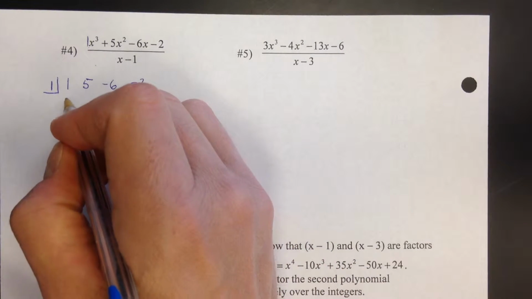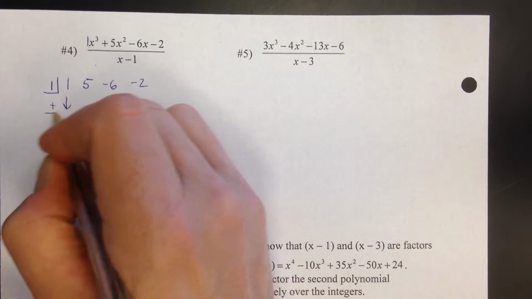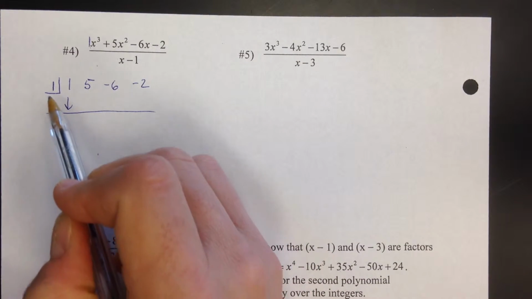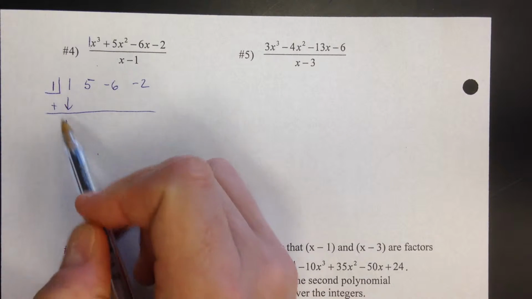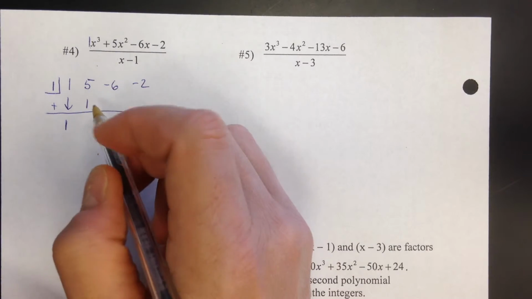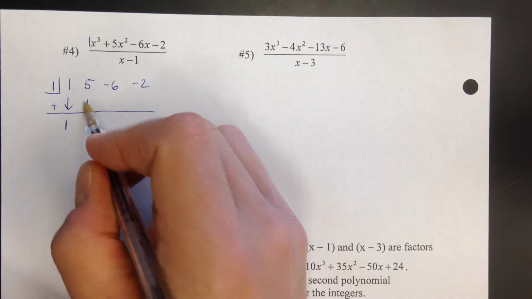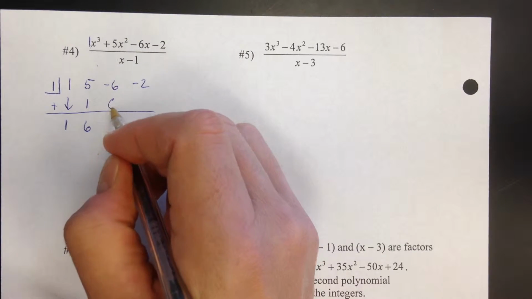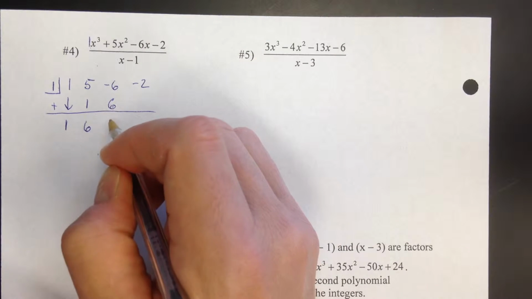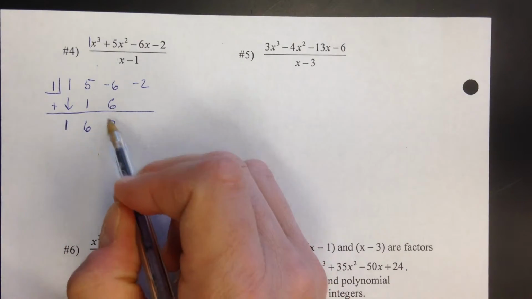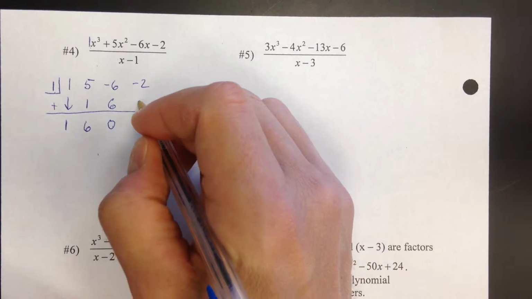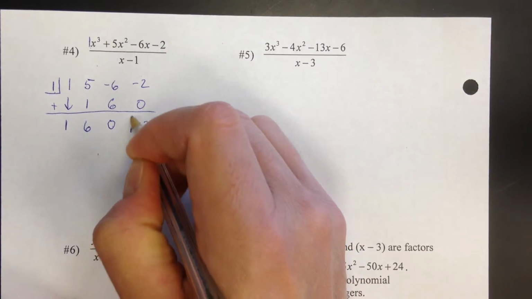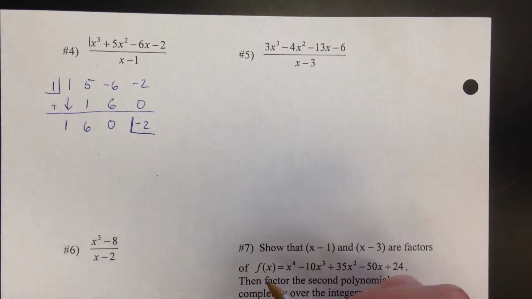So the process again, the first number comes down, so we just bring the 1 down, and then we multiply that by this number in the corner. So 1 times 1 is 1. Now we're going to add. 5 plus 1 is 6. 6 times 1 is 6. Negative 6 plus 6 is 0. 0 times 1 is 0. And negative 2 plus 0 is negative 2. So I make another little corner there.